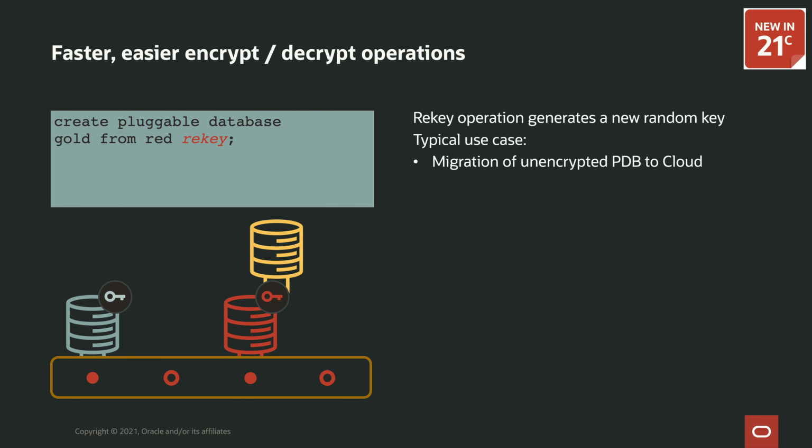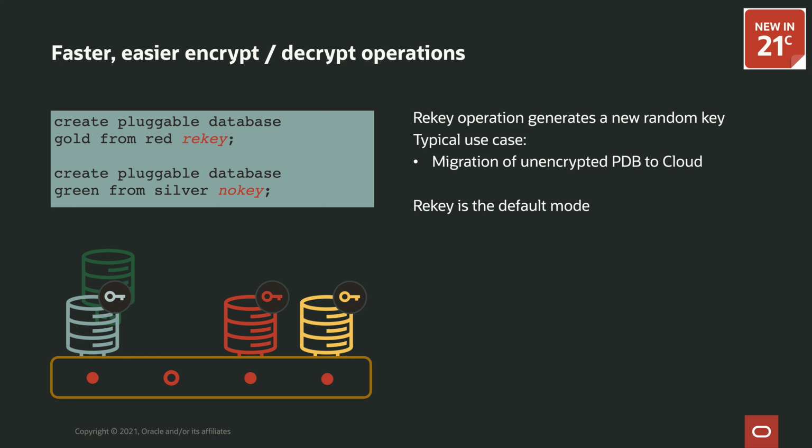A typical requirement is to encrypt an unencrypted PDB as it is migrated to the cloud. Remember that there are many options in Oracle Cloud, but security is not one of them. PDBs must be encrypted in OCI. For this reason, rekey is the default mode. However, on rare occasions, in non-OCI deployments, the DBA may choose not to encrypt the PDB. If no encryption is required, say no key.